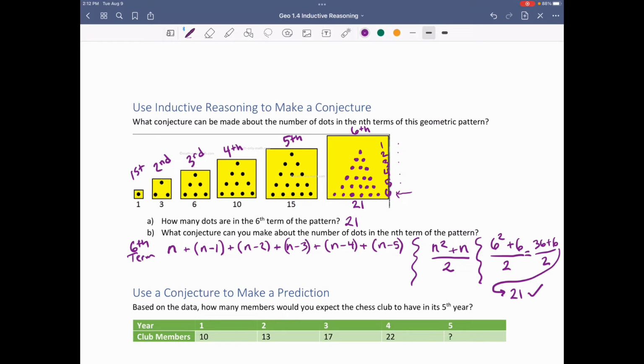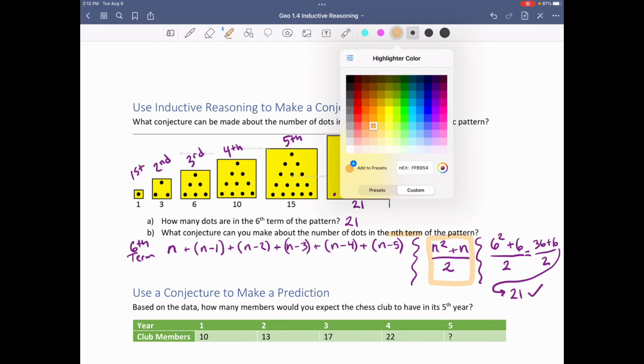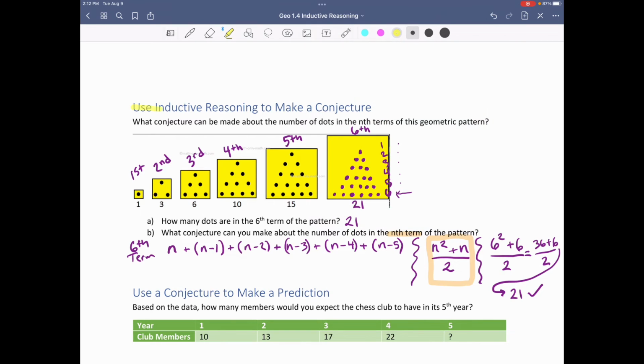And you can check it for the 5th term, you can check it for the 4th term, and now you could do the 100th term, and you wouldn't have to draw 100 dots, 99, 98, 97, 96, all the way up to the 1 dot at the top of the triangle. So this, I'm going to get the highlighter, is the general term for the nth term. And if you have a highlighter, you can highlight the titles of today's notes.